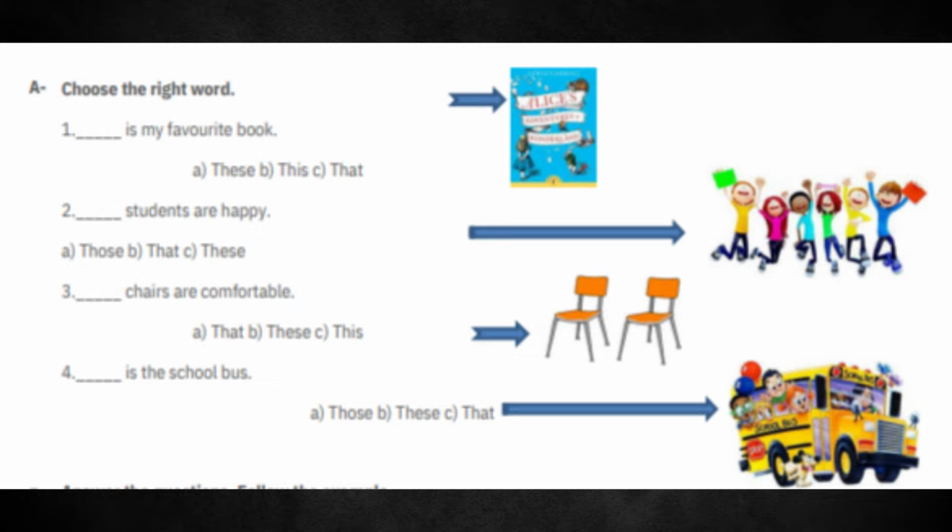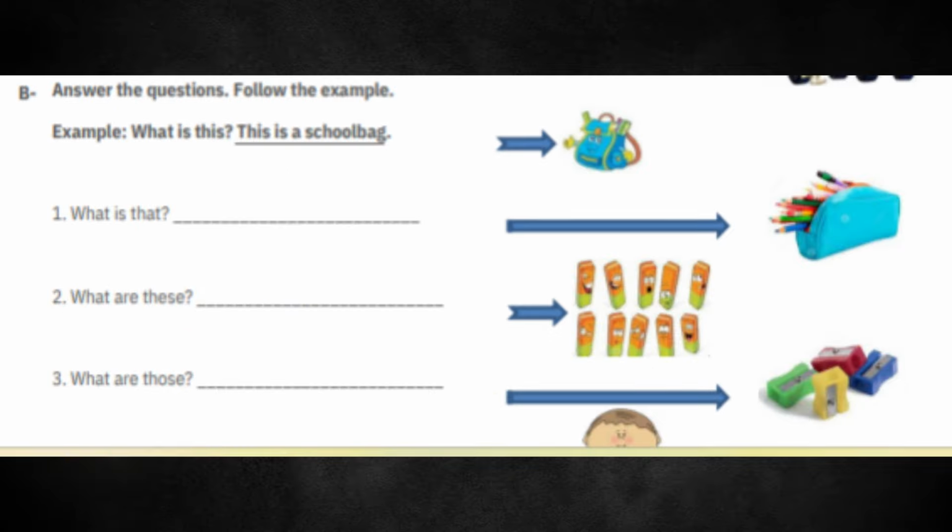These, this, that. This is my favorite book. Those students are happy. These chairs are comfortable. That is the school bus. You can then practice with the students. What is that? That is a school bag. What is that? That is a pencil case. What are these? These are erasers.